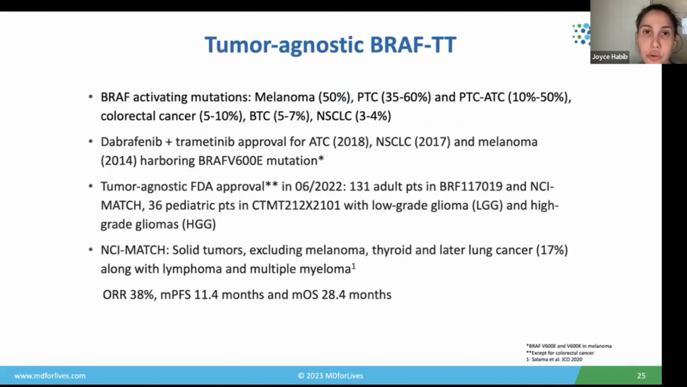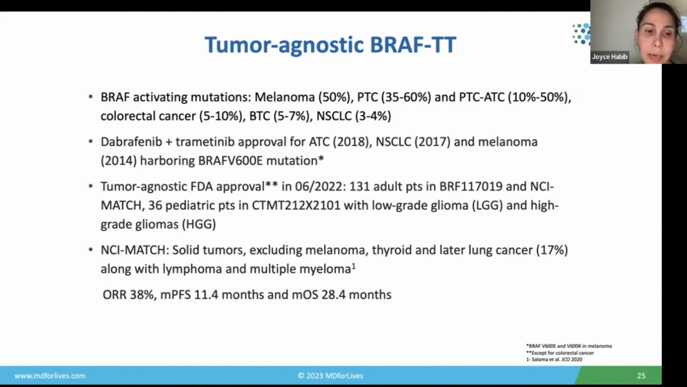The second tumor agnostic approval is for BRAF mutation. It was the BRAF combination of dabrafenib and trametinib, which was initially approved for anaplastic thyroid cancer, non-small cell lung cancer, and melanoma. But the tumor agnostic FDA approval in June 2022 was for all solid tumors except colorectal cancer, and was based on a basket trial, the NCI-MATCH study, the ROAR study, BRF117019, as well as a small population of pediatric patients with low and high-grade gliomas.